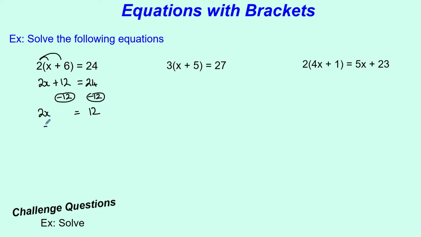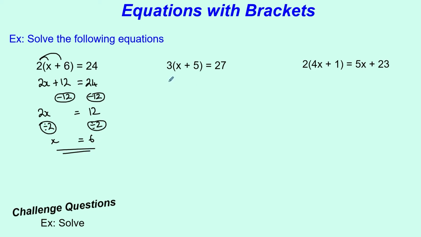At that final step, we don't want 2x, we want 1x or x. So we're going to divide by 2. We're going to half both of these sides, and half of 2x is x. Half of 12, or 12 divided by 2, is 6. So we get x equals 6 as our final answer. Let's have a look at how that works in another example.